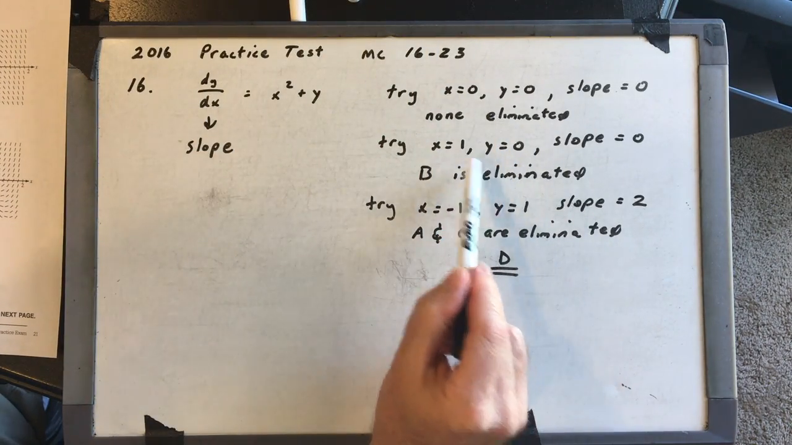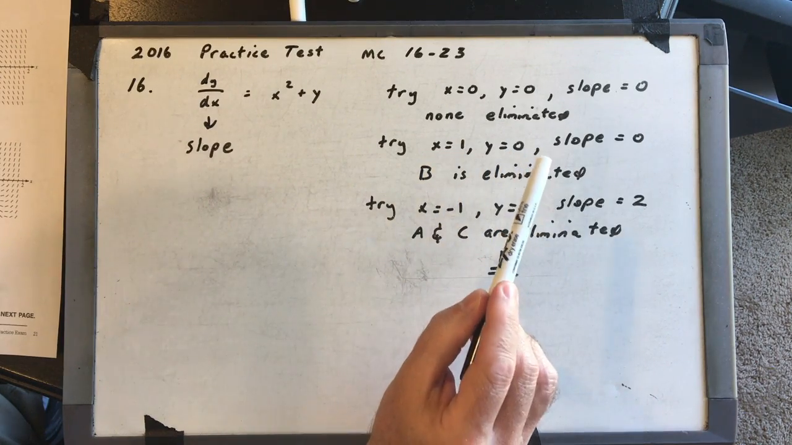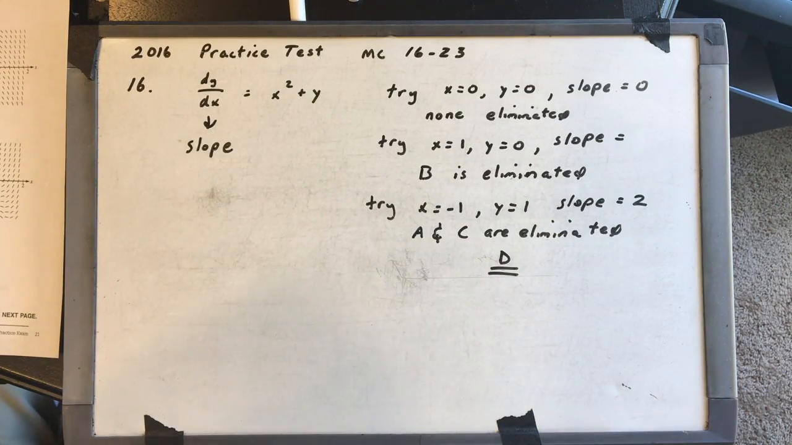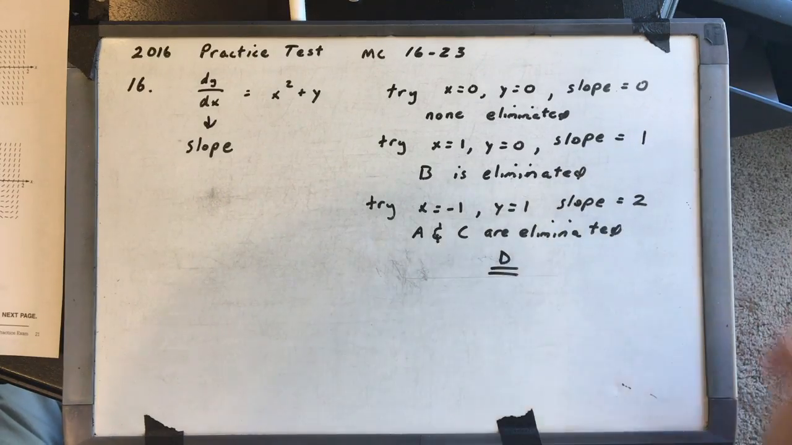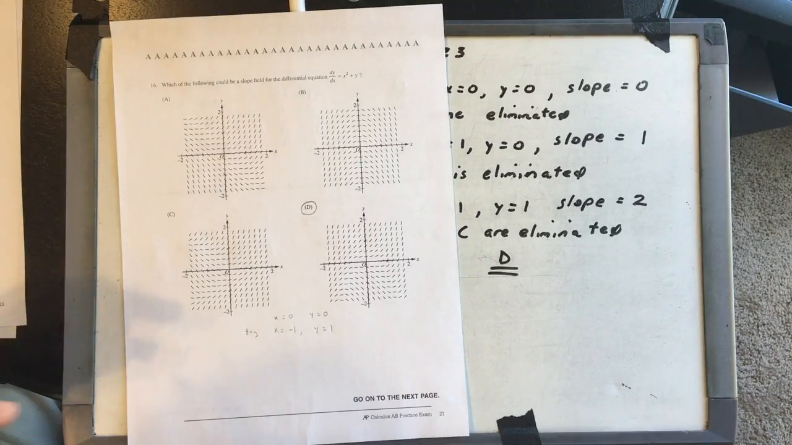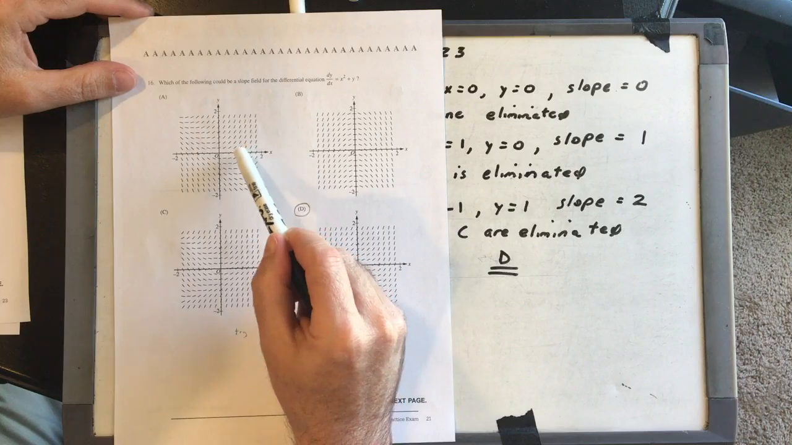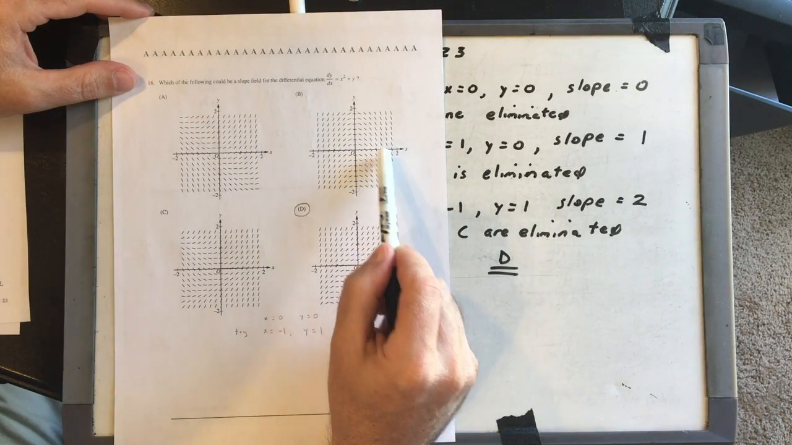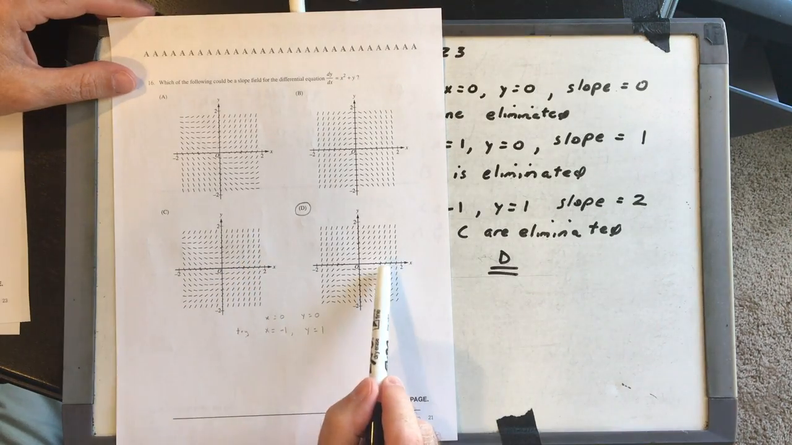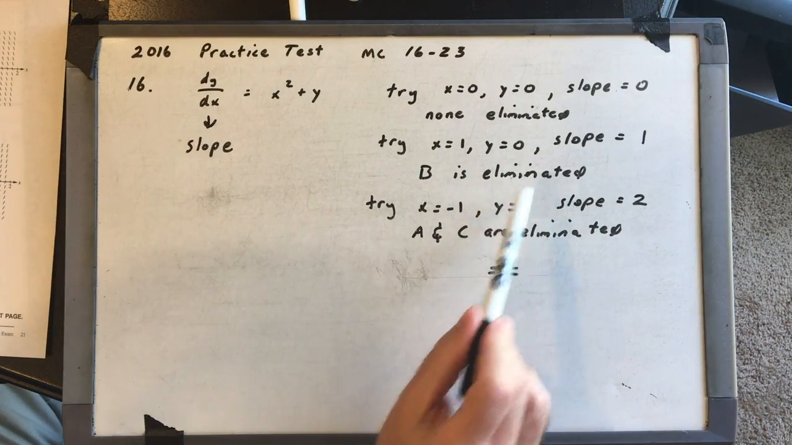So let's try another easy number. I tried x is equal to 1 and y is equal to 0. That would give you a slope of 1. Looking through these, with x is 1 and y is 0, A looks like a slope of 1. B doesn't. B has a negative slope there, so B can be eliminated. C and D are still in the mix, so that one eliminates B.